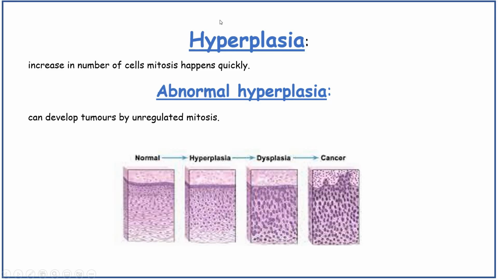Hyperplasia. So hyper means lots of or too many, plasia means cells. So hyperplasia is an increase in the number of cells, and mitosis happens quickly. Abnormal hyperplasia can develop tumours by unregulated mitosis. And remember that tumours can be caused by damage to DNA, and it could be caused by a mutation in the tumour suppressor gene, which then leads to uncontrolled mitosis and therefore tumour formation.